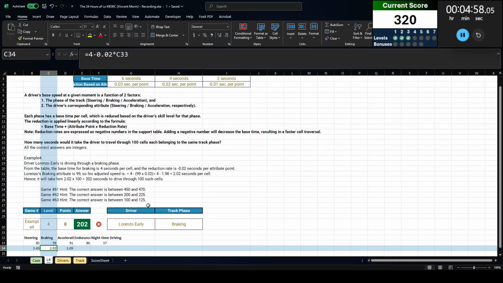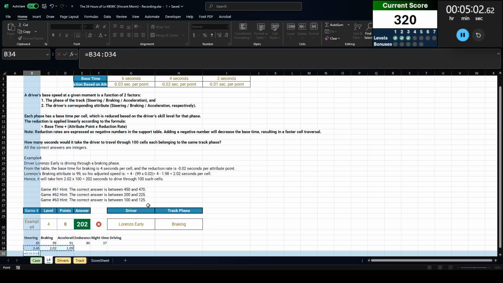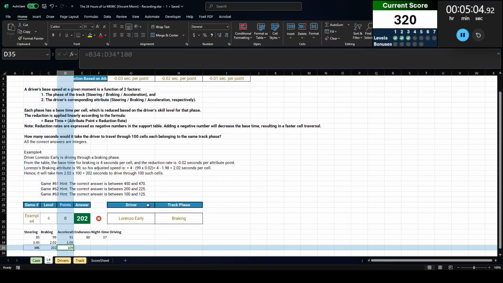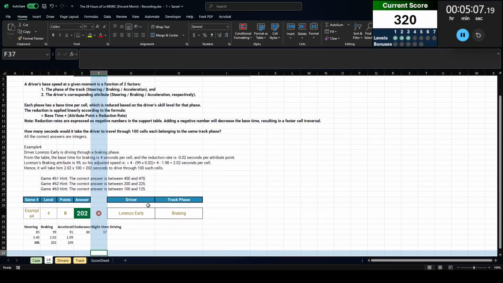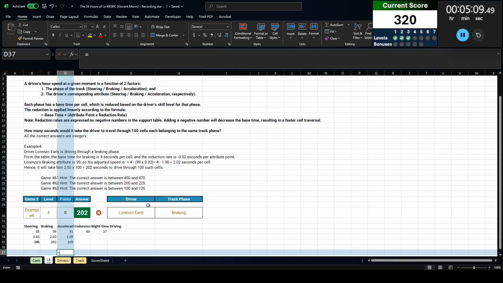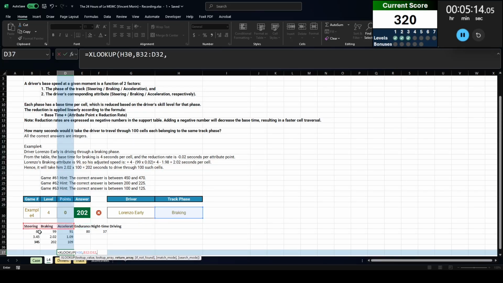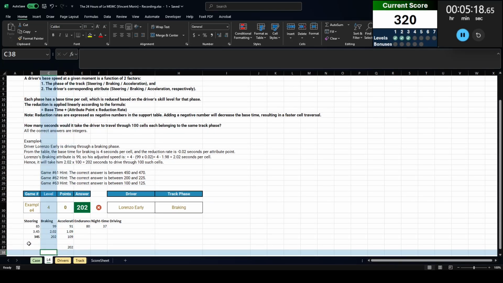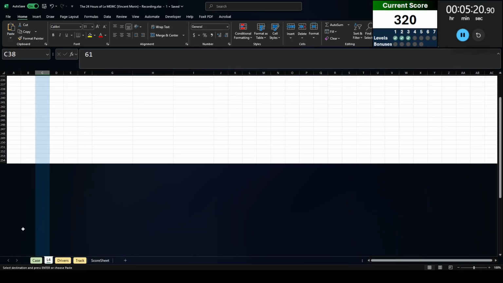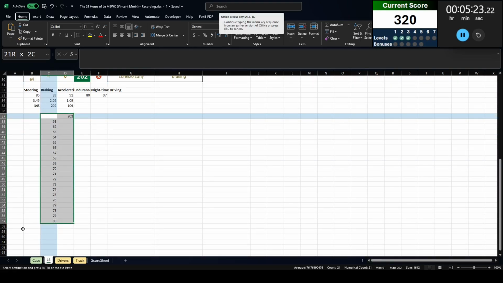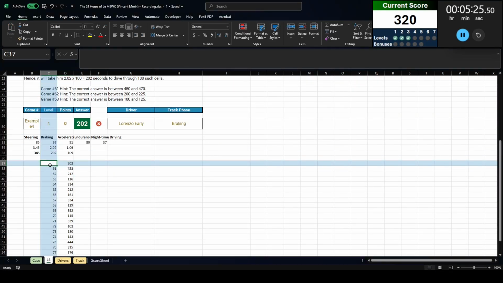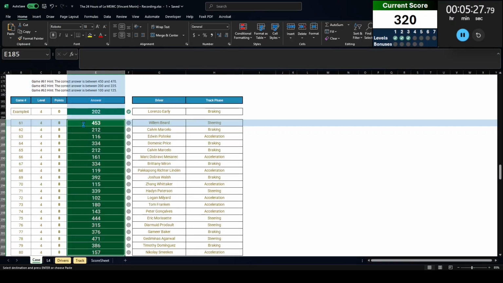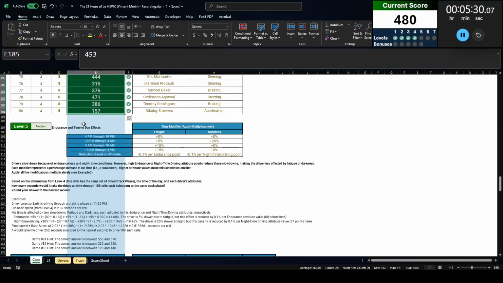All right, so that should be the distance per cell. That's asking how long does it take to drive through 100 cells? Multiply that by 100, so we have these numbers here. The last thing I need to do is make sure I'm pulling up the right one. So I'm going to XLOOKUP the track phase against these 3 and return these 3 numbers here. All right, I get 202. Excellent. Let's bring these question numbers in. Very good. Okay, we're doing fast, we're doing good.